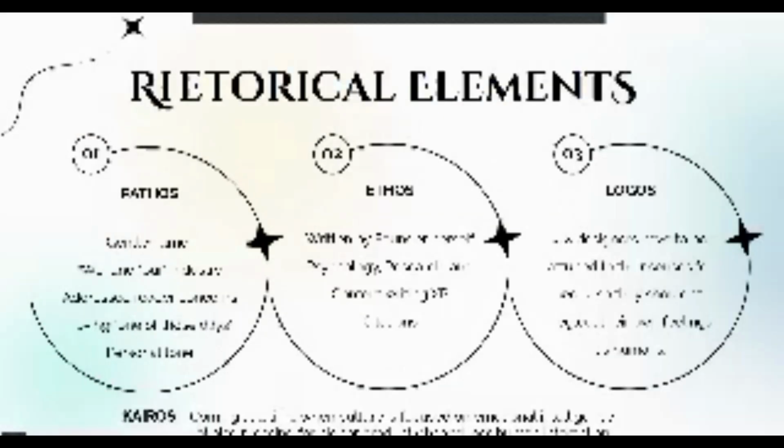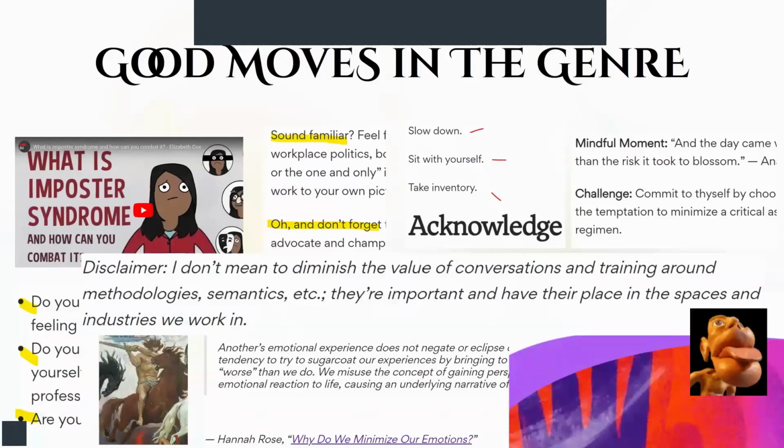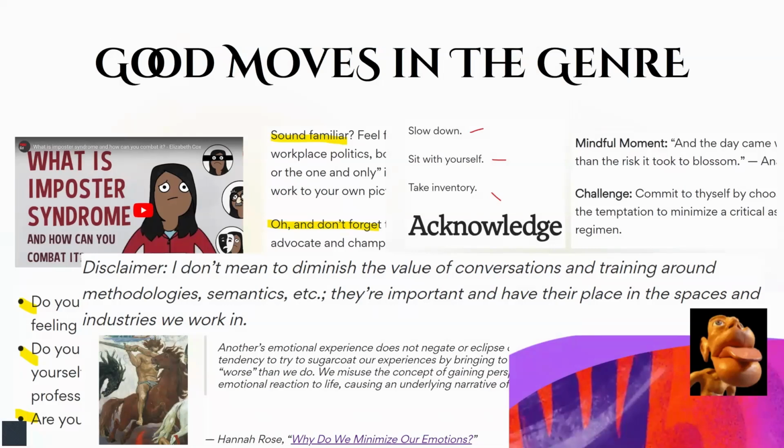And then the kairos, so coming at a time when the culture is focused on emotional intelligence, yet also pressing their workers for higher productivity and less human interaction. That's an element of COVID that we saw occur, and it's just something that continues here, I would say, even through COVID. So when we look specifically at the moves that the author made to both fit into this genre and serve her audience, but also set herself apart in the genre, we can see some really unique things.